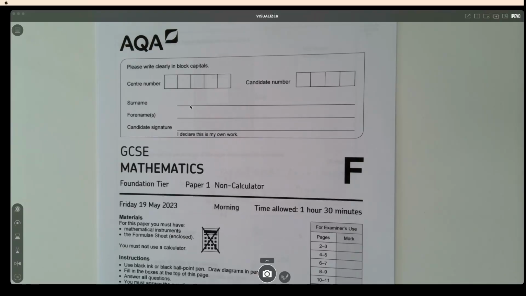AQA Paper 1s are non-calculator, so a calculator cannot be used. A little disclaimer: there may be more than one way to answer a question. The methods shown in this video are not the only way some mathematical skills can be applied. Okay, let's get started.